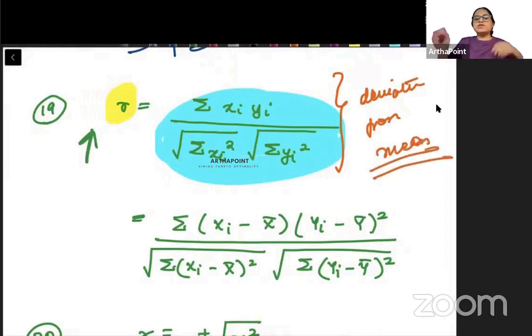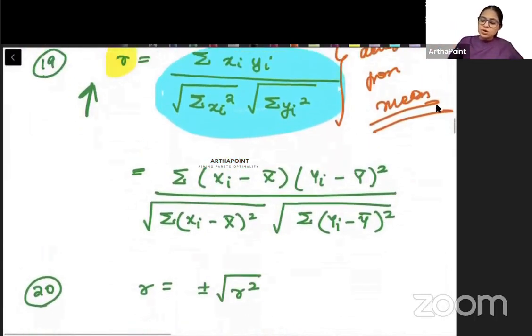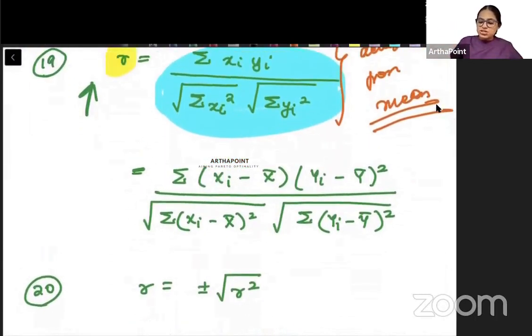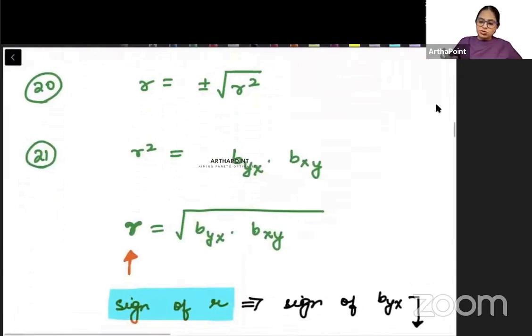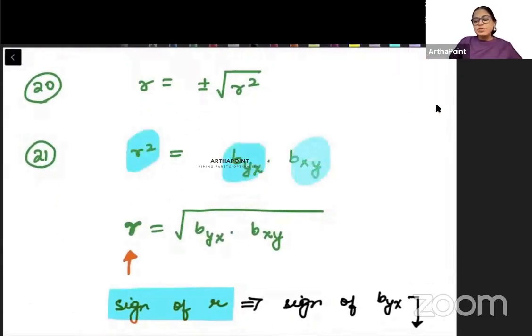These are all deviation from mean. Just remember this, right? Okay. Now, another formula, so I've just opened these deviations from mean. Another formula that you need to remember is that R square can be written as byx into bxy.